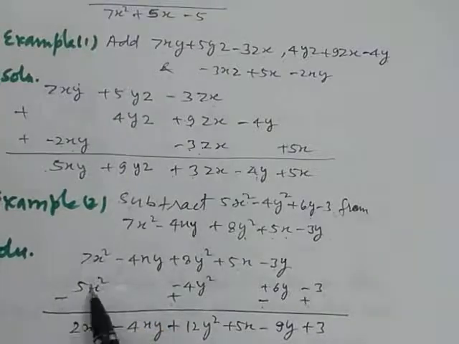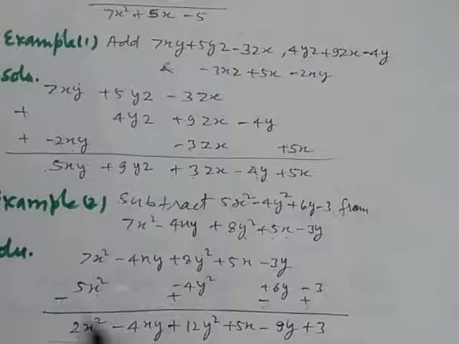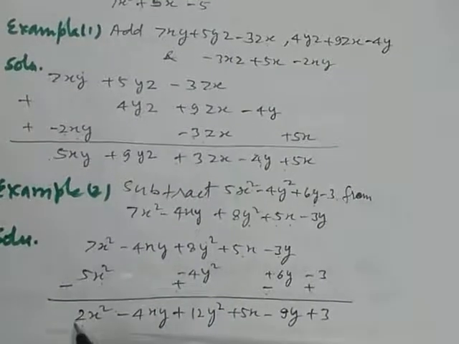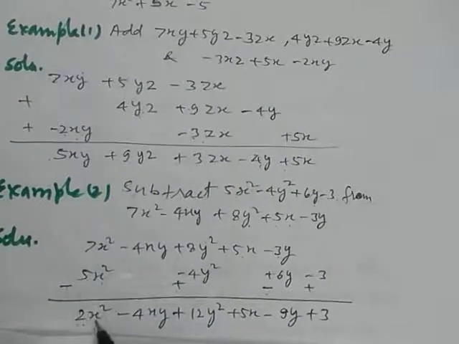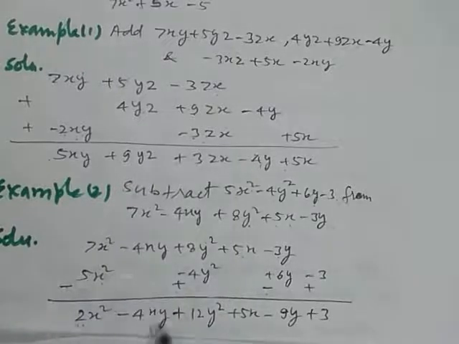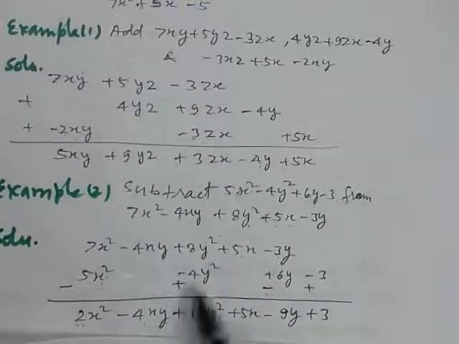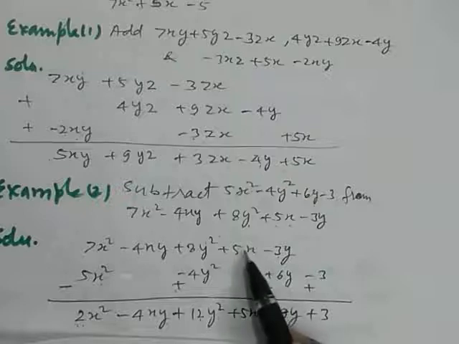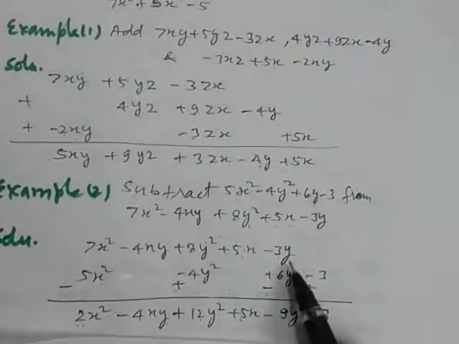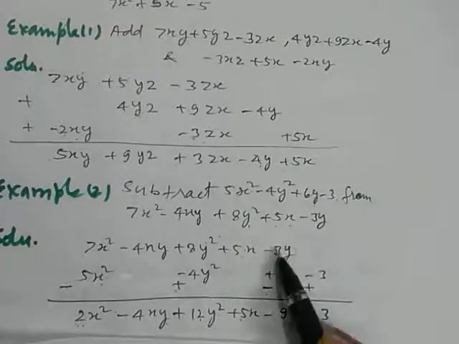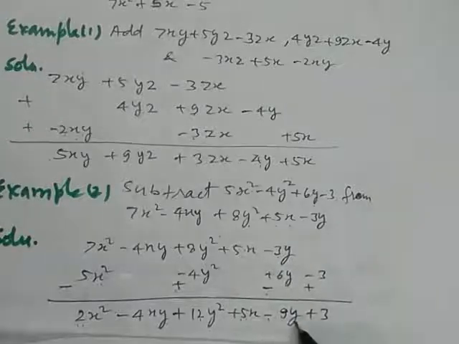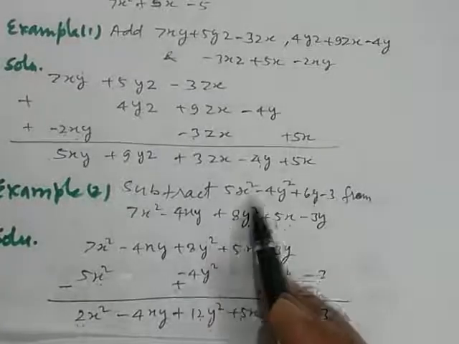7x square minus 5x square, different signs, so subtract them. And this is the bigger one, so we put plus sign. 7 minus 5, 2, so 2x square. This is alone, so minus 4xy. 8y square plus 4y square, same sign, so we add. 8 plus 4, 12. 5x alone, so put 5x here. Minus 3y and minus 6y, same sign, so they are added. Minus 9y, and this is plus 3, so we write plus 3. So this is our result of subtraction of these two expressions.